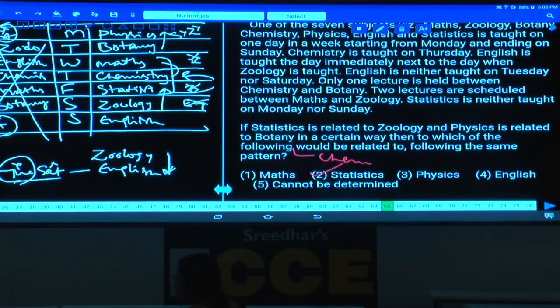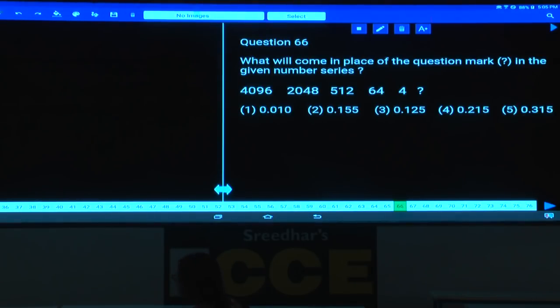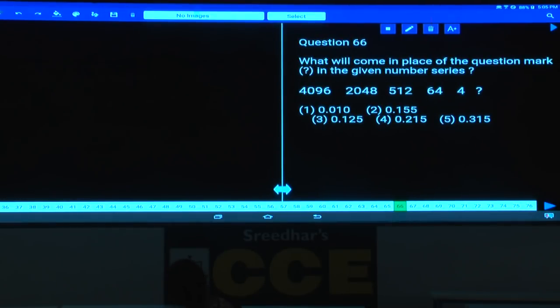Okay? Then question number 66 to 70, number series. Now in this one, what is the information here? 66 to 70. Now question number 66. Now if you observe here, the numbers are in the decreasing order. Whenever the numbers are in the decreasing order, we should always start in the reverse order, isn't it? Yes, what is the reverse pattern? Tell me here. 4096 and 2048 and 512, and this is 64 and 4.